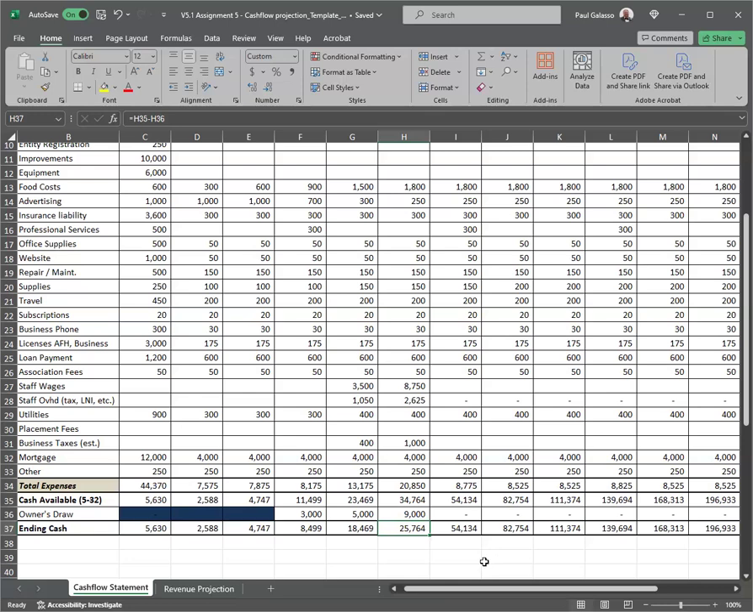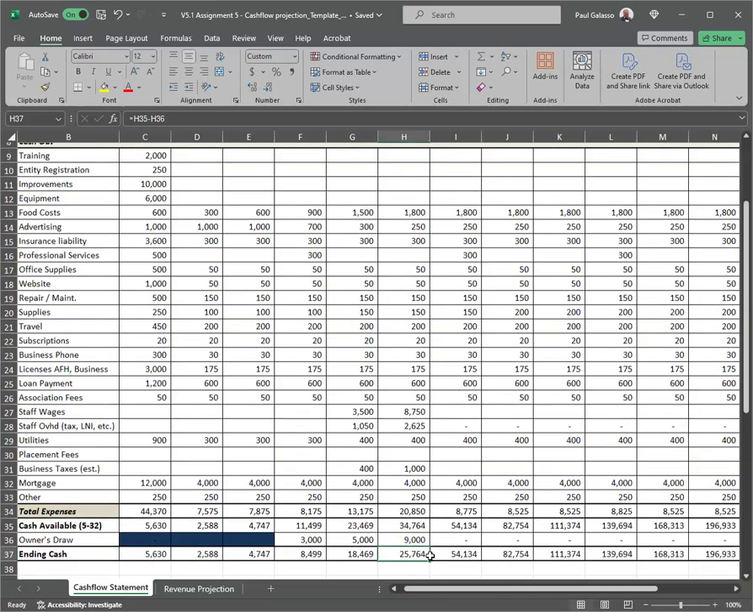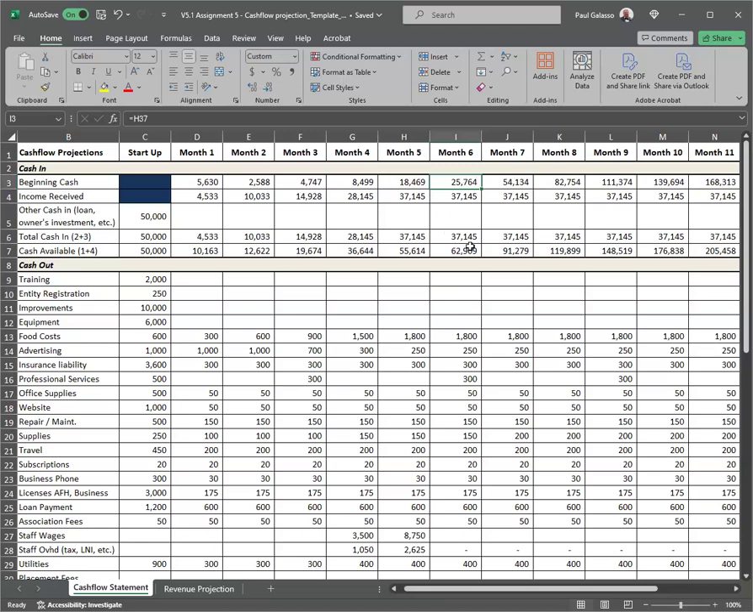So I figure that I'm going to go ahead and take $9,000 out for ourselves. That is the owner's draw against our profit. So we take 9,000 from the $34,764, leaving us ending cash of $25,764. Ending cash of month 5 is the beginning cash of month 6. So we add the full amount of income received, leaving us $62,909.